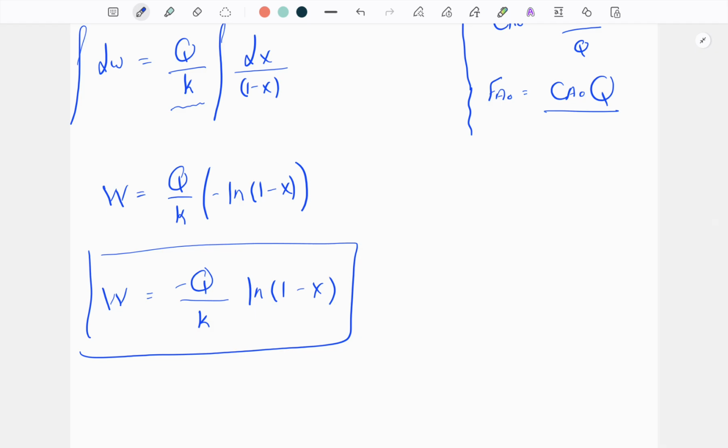In our next video, we'll go through the expansion factor, which is finding the final concentration when it's in gas phase.